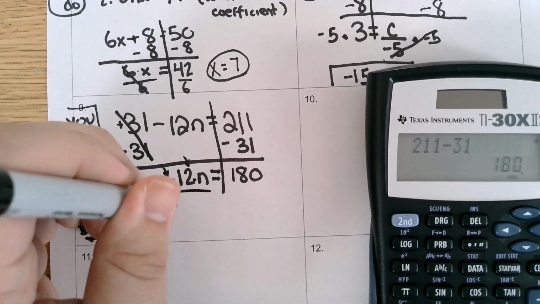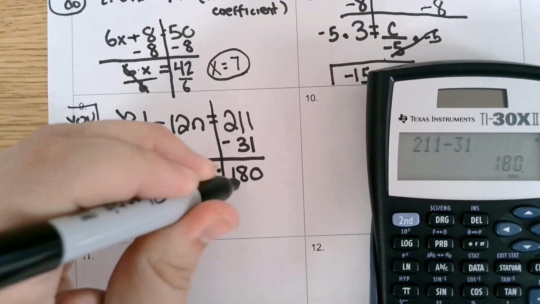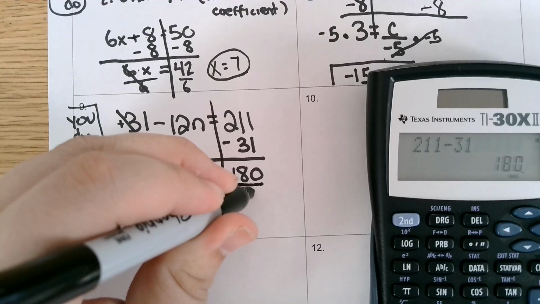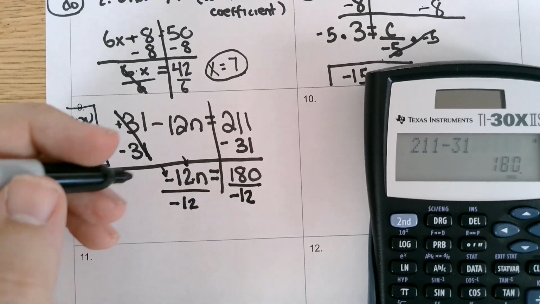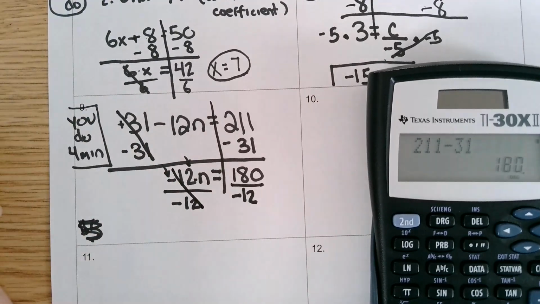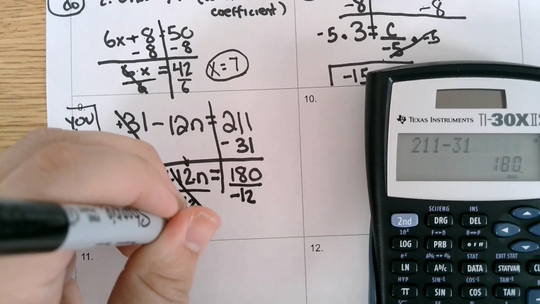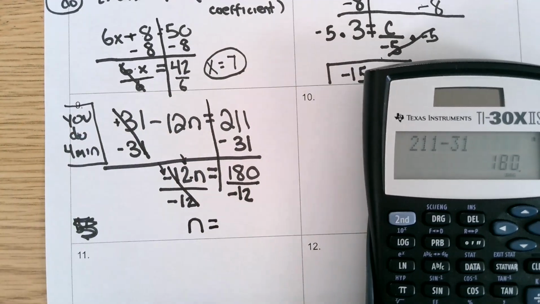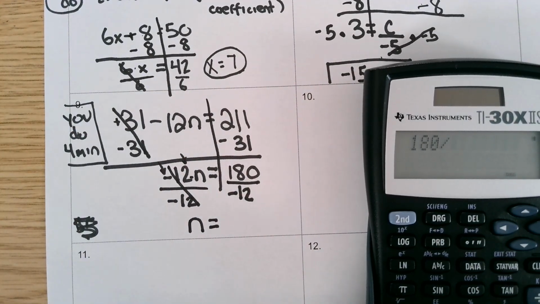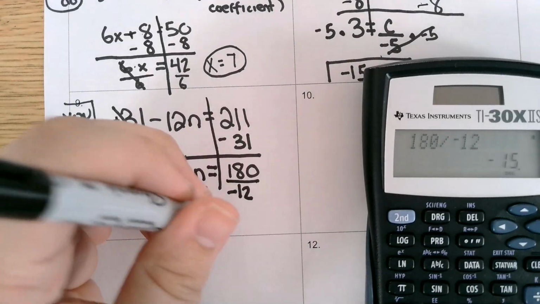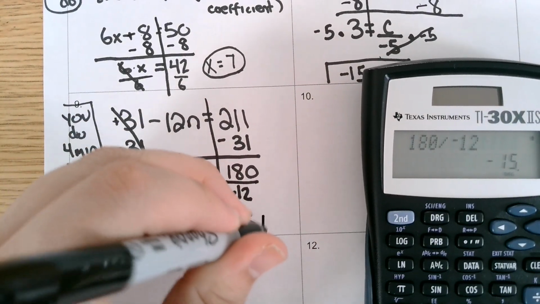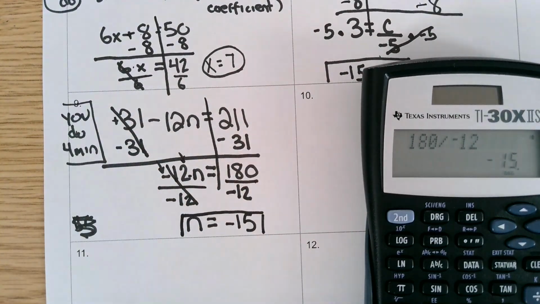So you're still going to divide by negative 12. Divide by your coefficient. Negative 12 divided by negative 12 makes 1. So that cancels. That leaves us with n equals 180 divided by negative 12, which is negative 15. And that is our answer.